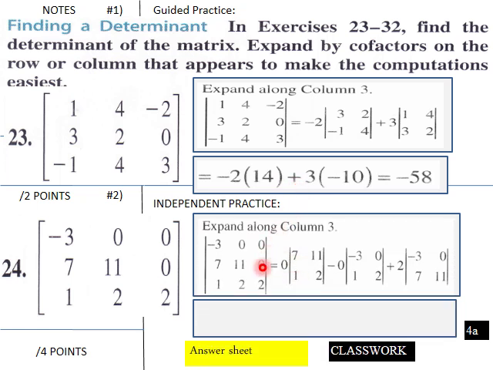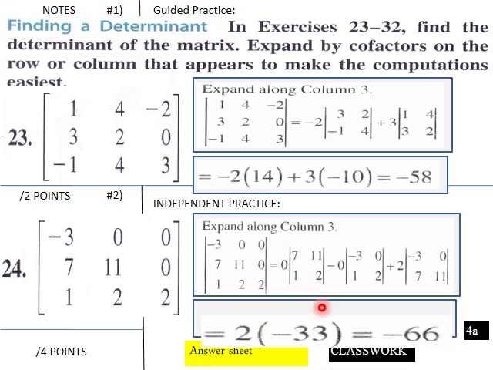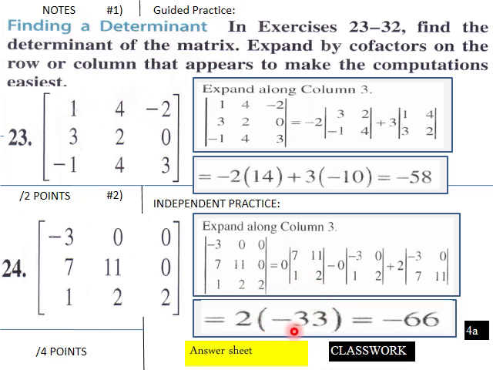And then down here, you can expand here along column 3 because this has the most zeros here. So when we do that, we have 0 times 7, 2, 1, 11, minus 0 times negative 3, 0, 7, 11. And when we do that, we have 2 times negative 33 will equal negative 66 for this matrix here.